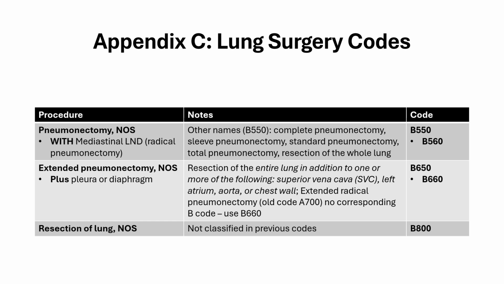That's B650. Now, if they also take the pleura or the diaphragm, that is B660. Now, extended radical pneumonectomy, that is our old code A700. We have no corresponding B code for this, and we are told to code an extended radical pneumonectomy to B660. If we have a resection of the lung and it's not classified in the previous codes, code to B800.